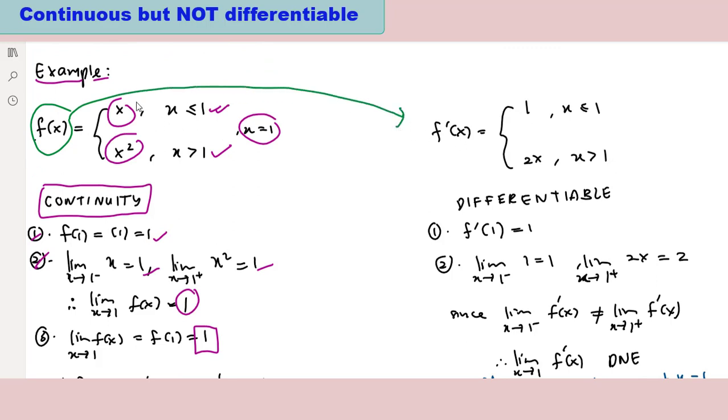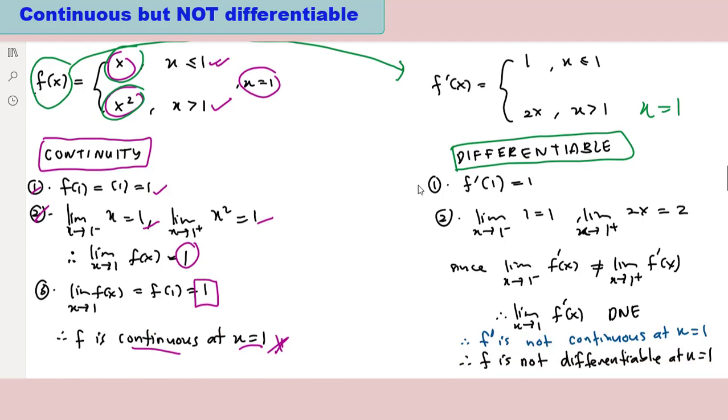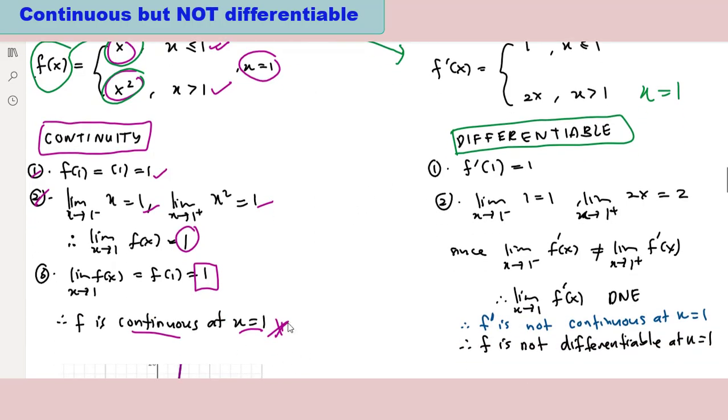For differentiability, we differentiate this function for the first derivative to find f prime of x. Differentiating x for x less than or equal to 1 gives 1, and differentiating x squared gives 2x when x is more than 1. Then we discuss differentiability at x equals 1. The first step, f is continuous, done. The second step, we check whether f prime of x is continuous.